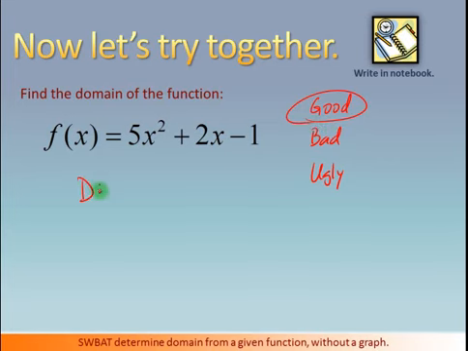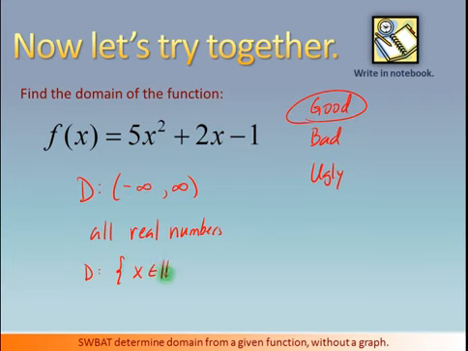So there's a couple ways we can write this. We can write in interval notation, all real numbers going from negative infinity to positive infinity. You can write down the words all real numbers. Or you can write something a little fancier that looks like this. In set notation, x is in a set of, and then you write a fancy R. Okay, let's try another one.